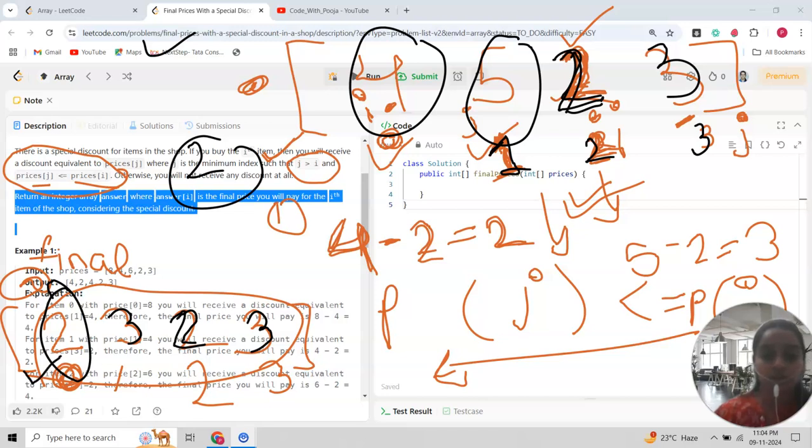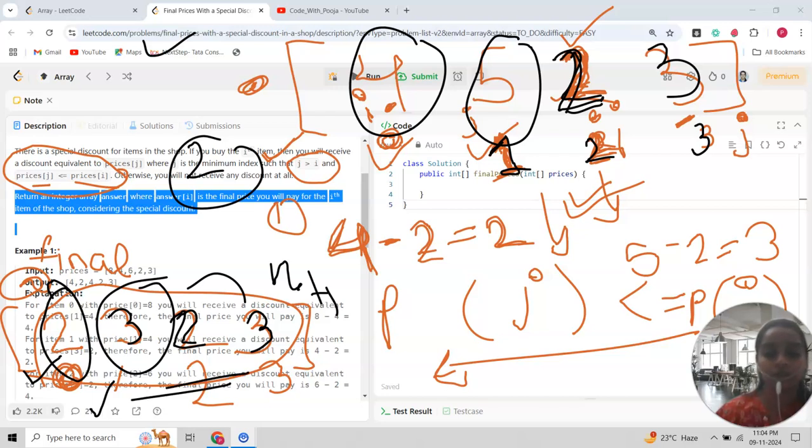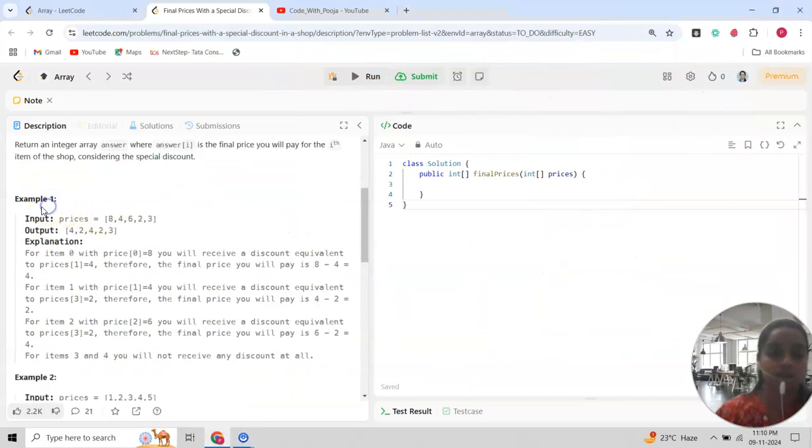So on two elements we will get a discount, that is the zeroth element and the first element, and the other two are not getting any discount. I think you have cleared your things. If you are not clear, please let's continue with the examples now.